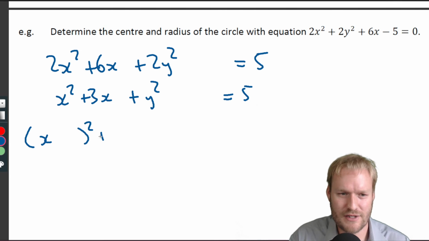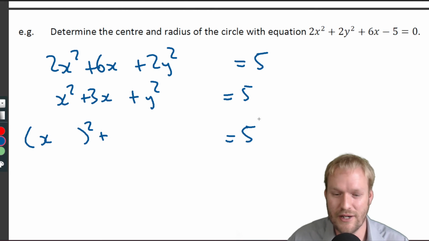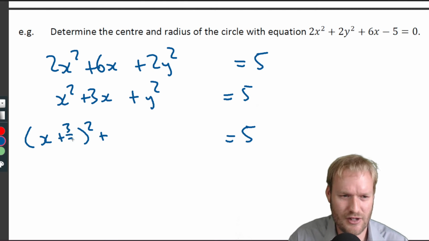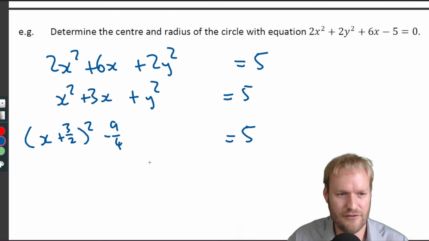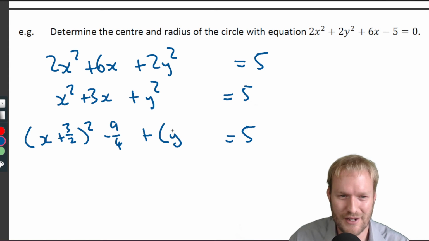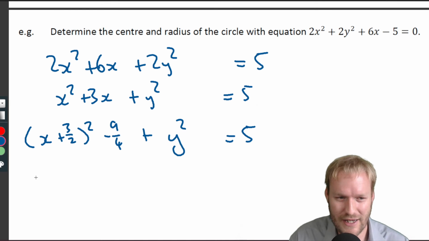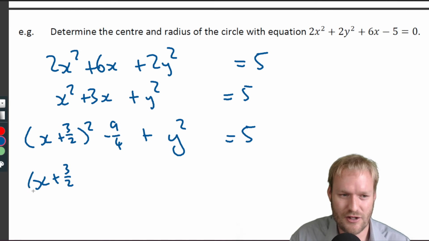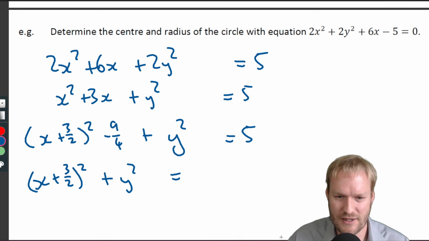Okay, so pause as you need to so that you can complete the square. Okay, well, this is plus 3 over 2. And I need to have a minus 9 over 4, because 3 over 2 all squared is 9 over 4, plus that's already a nice perfect square. So I'm not going to do anything. Or you could think of it like this, y minus 0 squared. Right? Okay, so I'm going to leave it as y squared. Seems overly complicated otherwise. So x plus 3 over 2 squared plus y squared equals 5 plus 9 over 4.